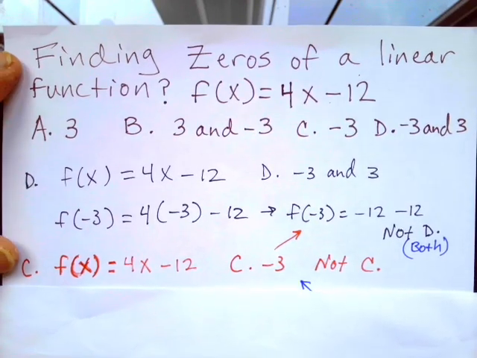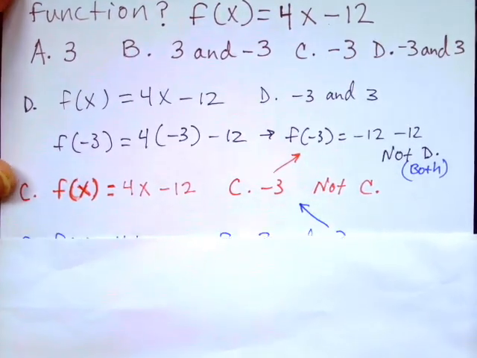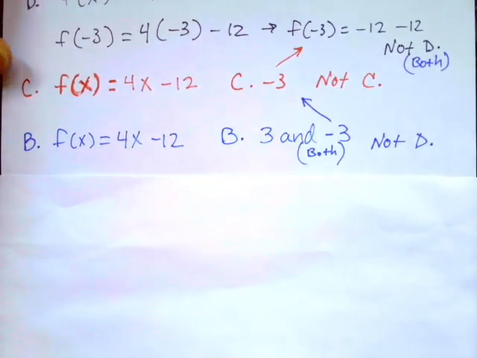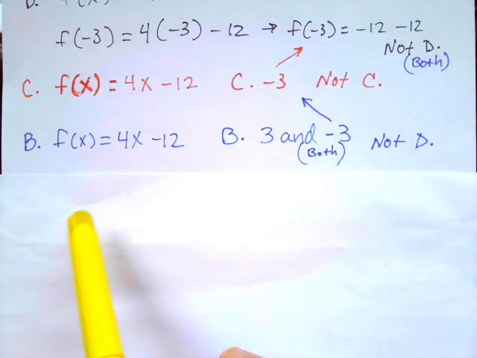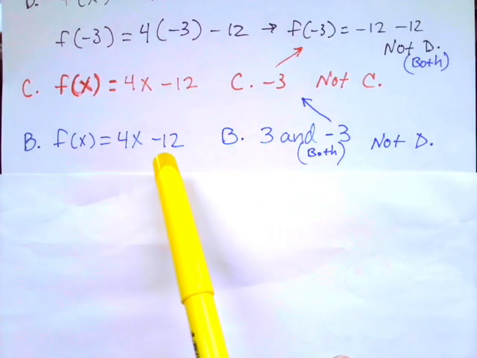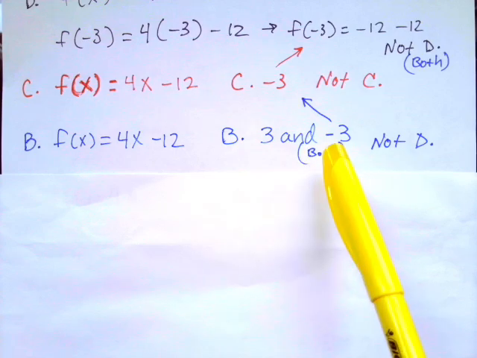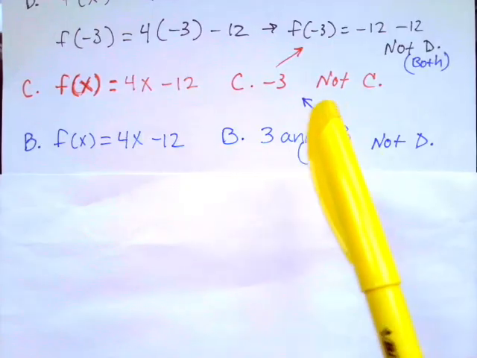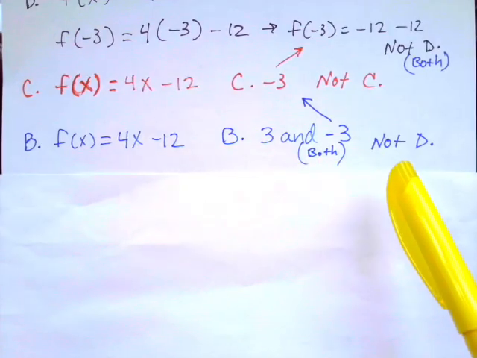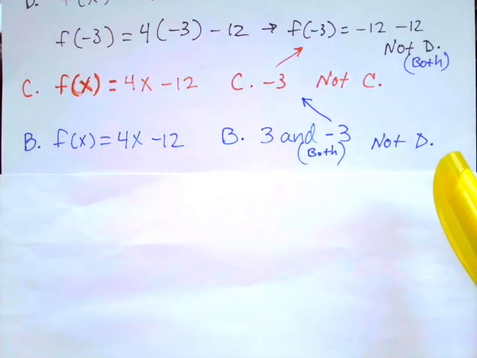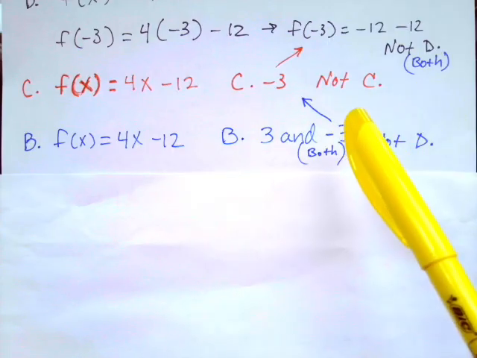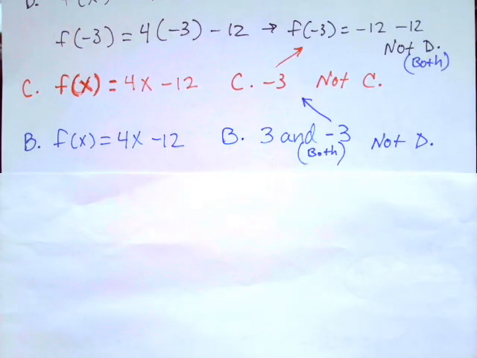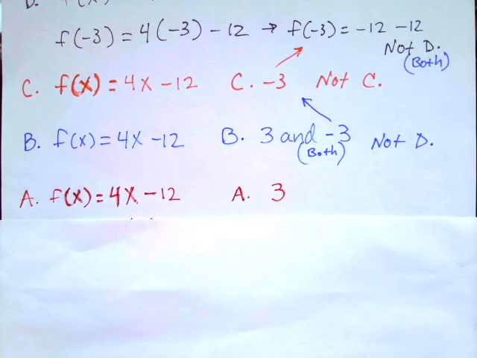But I still don't want you to take my word for it. Let's just continue on and let's check out B. So f of x equals 4x minus 12. Option B was 3 and a negative 3. So we already showed you how negative 3 doesn't work, so it cannot be both in option B. So not D, not C, it cannot be B. So let's go ahead and move forward. Let's take a look at A.